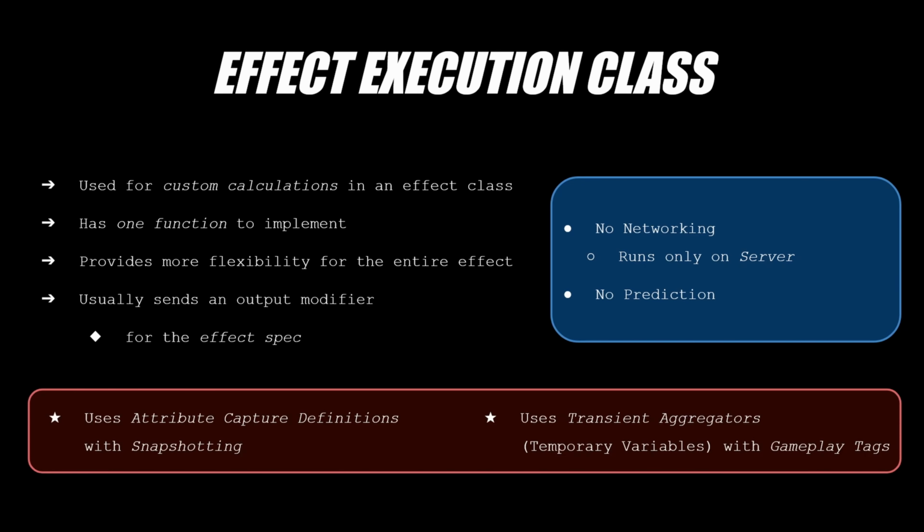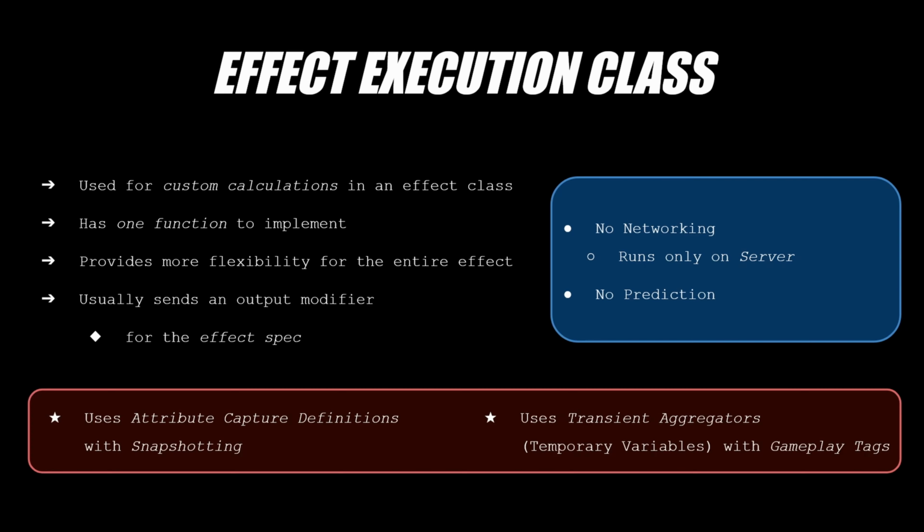This is a flashcard I've made for custom execution calculations of gameplay effects. They're used for custom calculations for an effect. They have one function to implement, the execute implementation. It provides to developers more flexibility over the entire effect. It usually sends an output modifier for the effect spec. The drawback to this flexibility is that there is no networking involved.